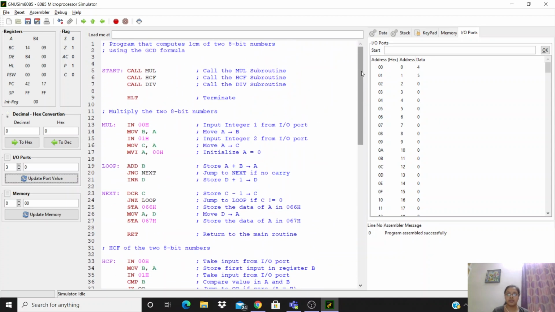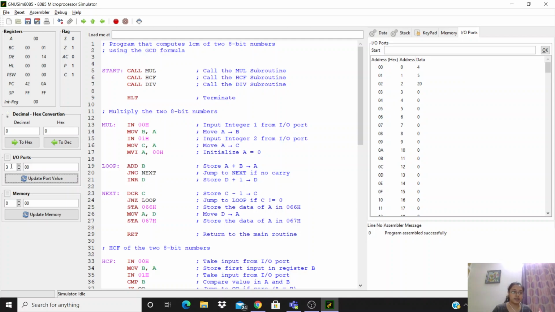So the two numbers that we're taking over here are 5 and 4. If I run this code, then we can see that the 0 to IO port has the value of 20, which is the LCM of 4 and 5. Now the formula that we used was product of 4 and 5 upon HCF of 4 and 5. So the product of 4 and 5 is 20 and HCF of 4 and 5 is 1, because they do not have any factor other than 1 which is common for both 4 and 5.